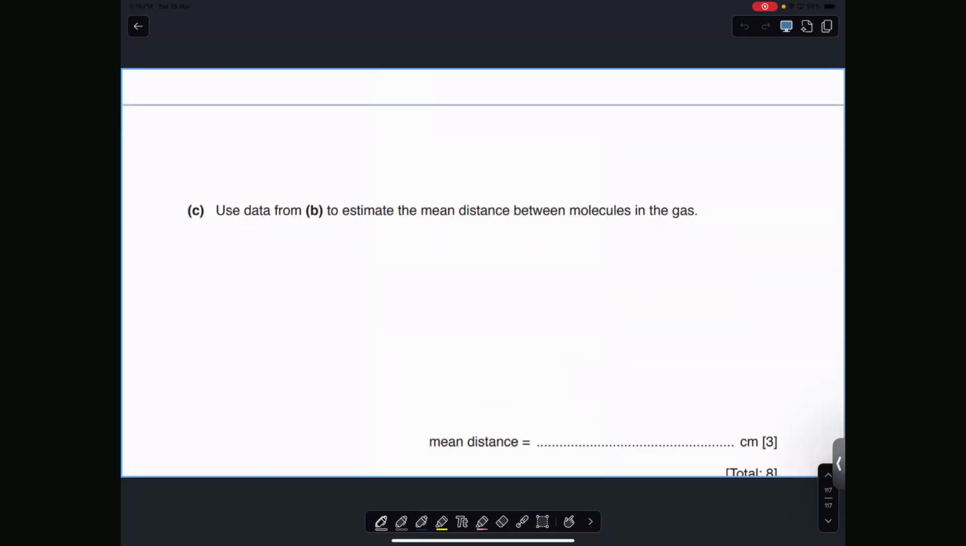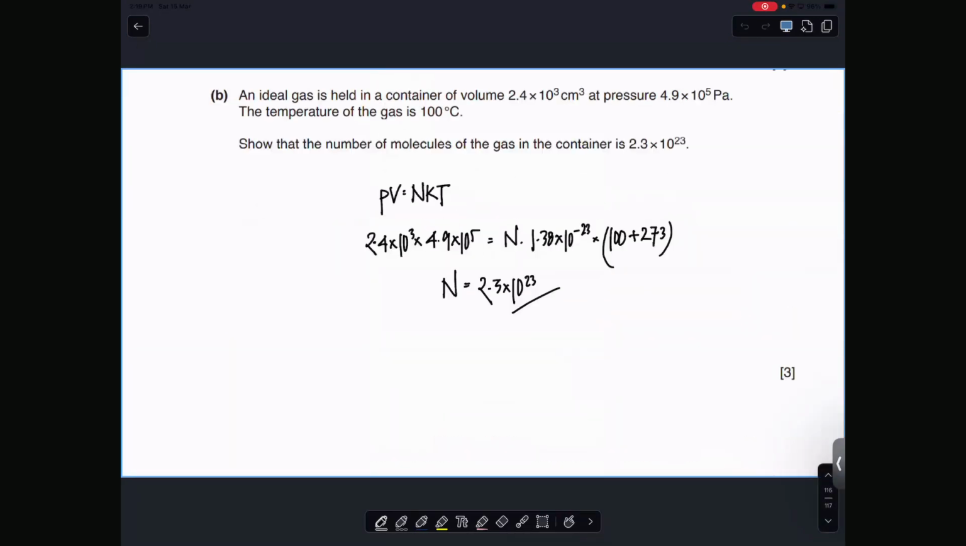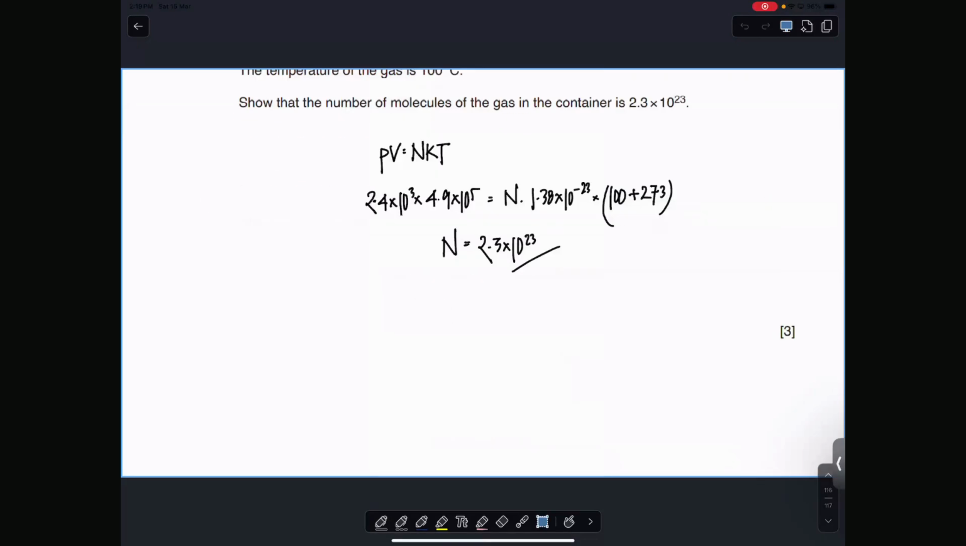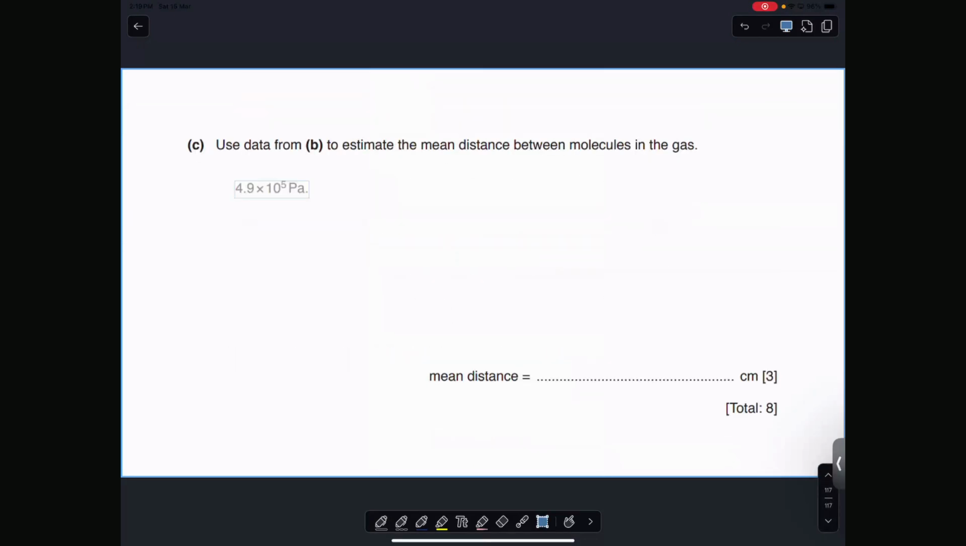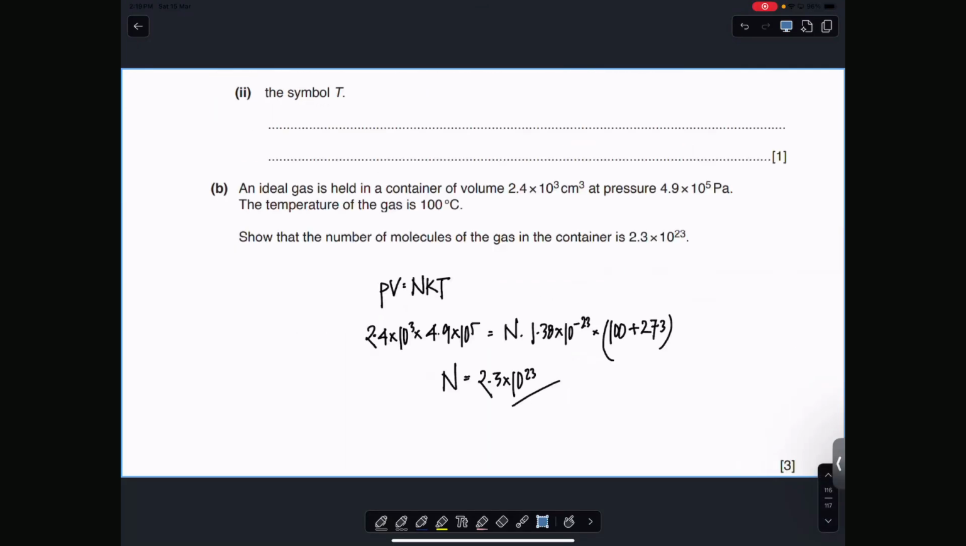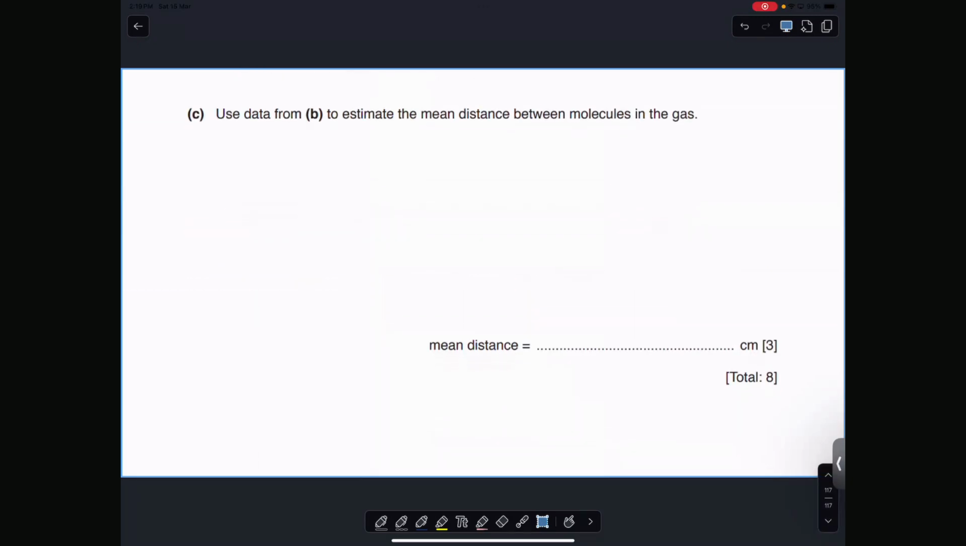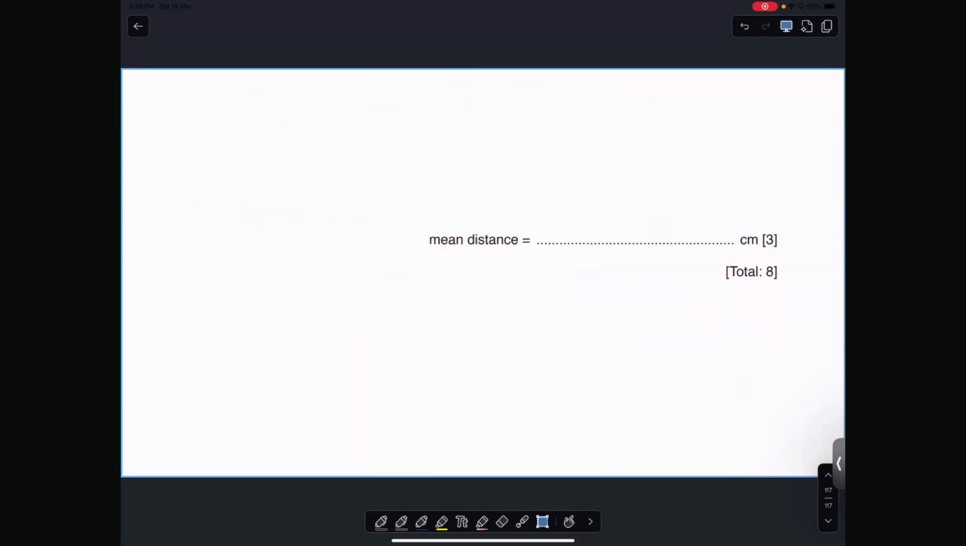Right, mean distance between the molecules in the gas. We know the volume. Volume divided by the number of particles. Alright, pressure. Yes, tell me what is this? The volume occupied, yes, then.